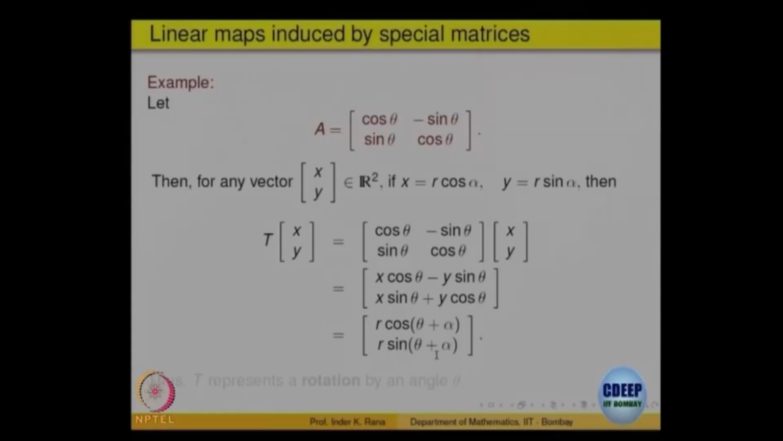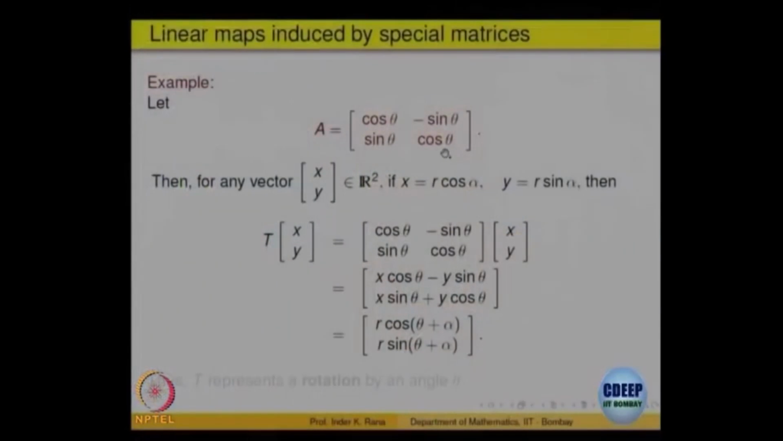So, if r, alpha were the polar coordinates of the starting point, the image point has polar coordinates r, theta plus alpha. So, that means what? Geometrically it is a rotation by an angle theta. So, this matrix multiplication gives you a rotation by an angle theta, clockwise or anti-clockwise depending on theta being positive or negative. Okay. Right.